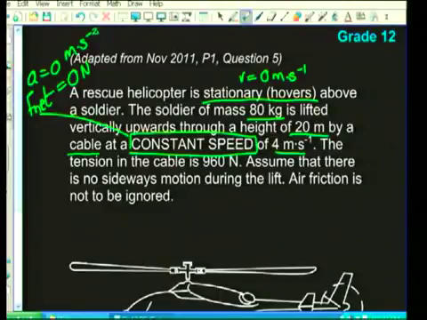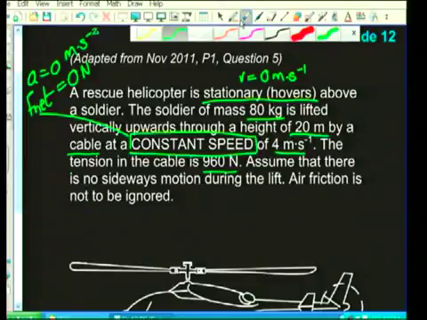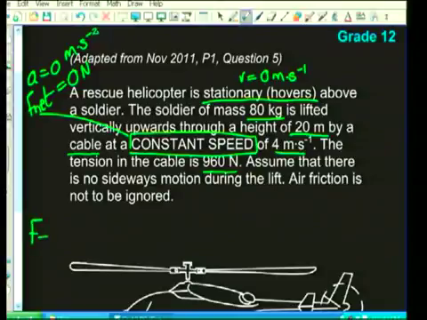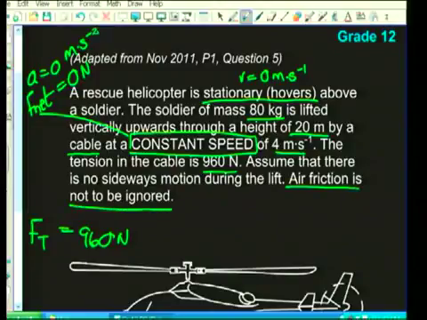The tension in the cable is 960, so let's put Ft equals 960. There's no sideward motion. Brilliant. Air friction is not to be ignored. So let me just quickly go over that. That was an important piece of information that I just wrote over here, okay? So Ft is 960. Now watch here. Now this we don't get often. Air friction is not to be ignored. Air friction is like friction on the ground, it's just upwards, okay?